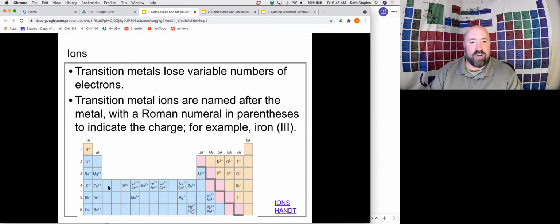The transition metals get a little bit funny for reasons that we're not going to go into, but they can have very variable charges. And so whenever we're talking about a transition metal ion, we have to show what the charge is by using Roman numerals. So iron with a 3 Roman numeral means that we're talking about iron with a 3 plus charge. If this were a 2 Roman numeral, that would be an iron with a 2 plus charge.